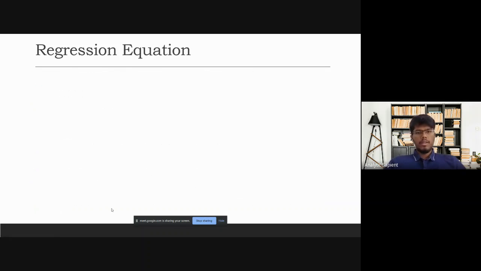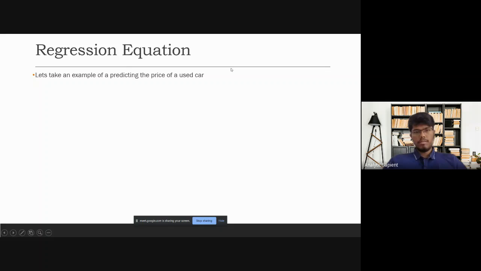Now let's go to the regression equation. It's a mathematical model, and we need to know the form of the equation. For that, let's take an example of predicting the price of a used car. I'll pause here for a second. Can you tell me what could be the various factors in determining the price of a used car? You can type it in the chat box. I'll wait for a few minutes.